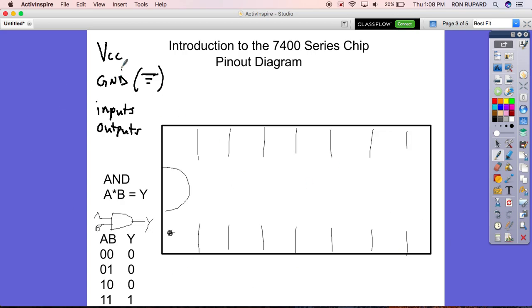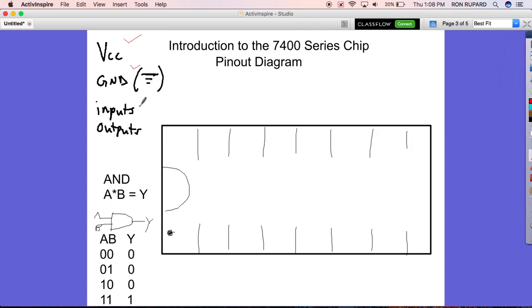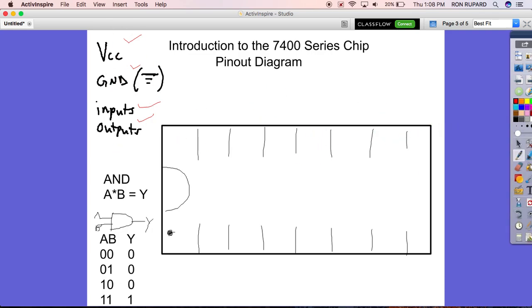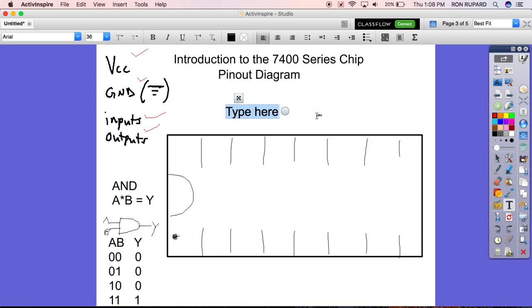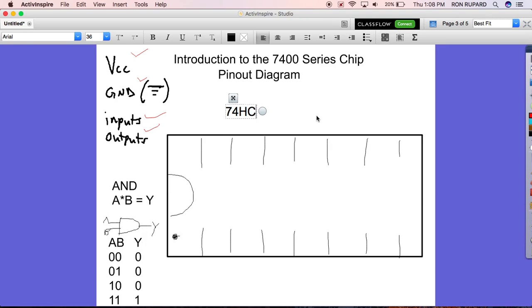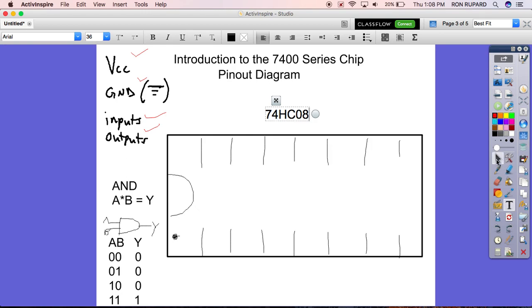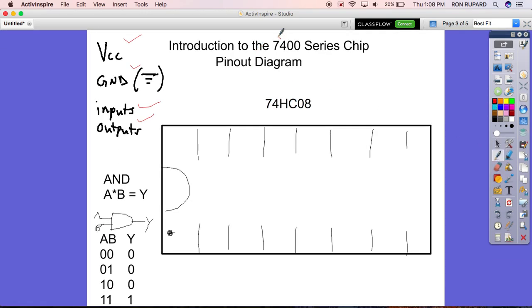Now every chip needs to have these 4 things. Some voltage source, some ground source, some inputs, and some outputs. Some chips will have more than that, like a clock signal or a reset, but all of them should have at least these 4. The first one we're going to look at is the 74HC08. That's the type of chip that we use. We're using the 7400 series.